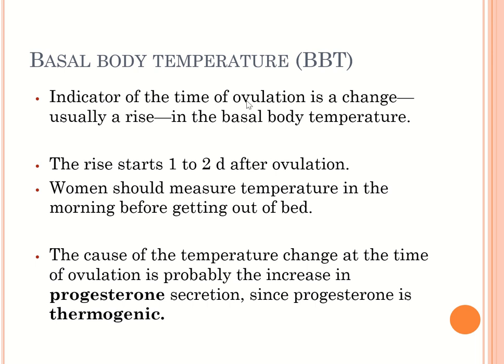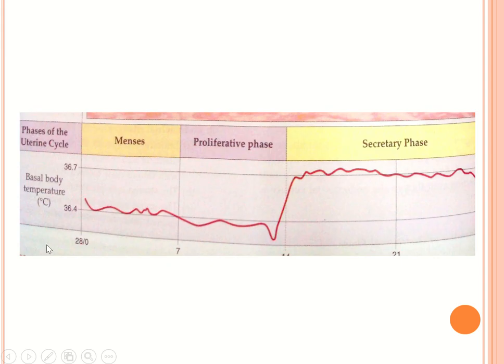So the cause of this temperature change at the time of ovulation is probably because of the increase in the progesterone hormone, because progesterone increases body temperature. That's why we call it a thermogenic hormone. So you can observe here the body temperature regularly measured. At the time of ovulation, previously there's a slight drop, followed by an increase in the body temperature by 0.5 degrees centigrade throughout the secretory phase because of the influence of progesterone.